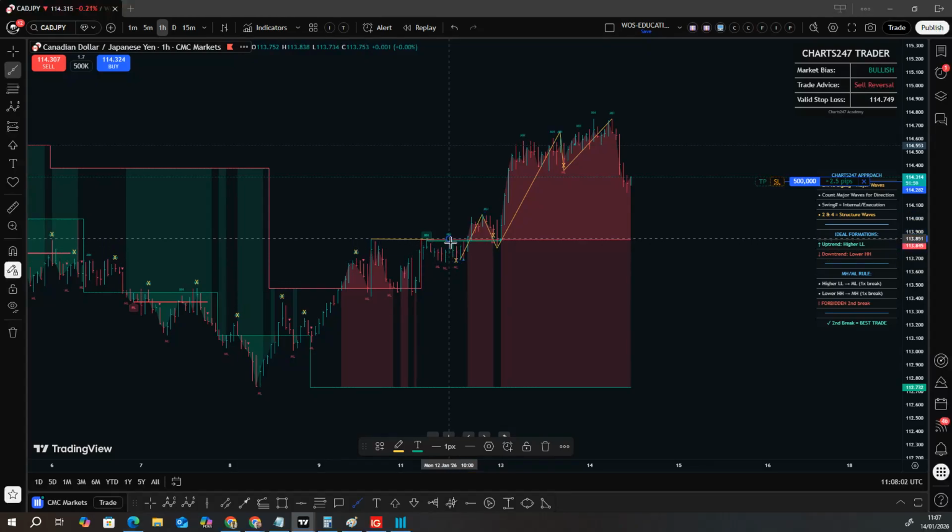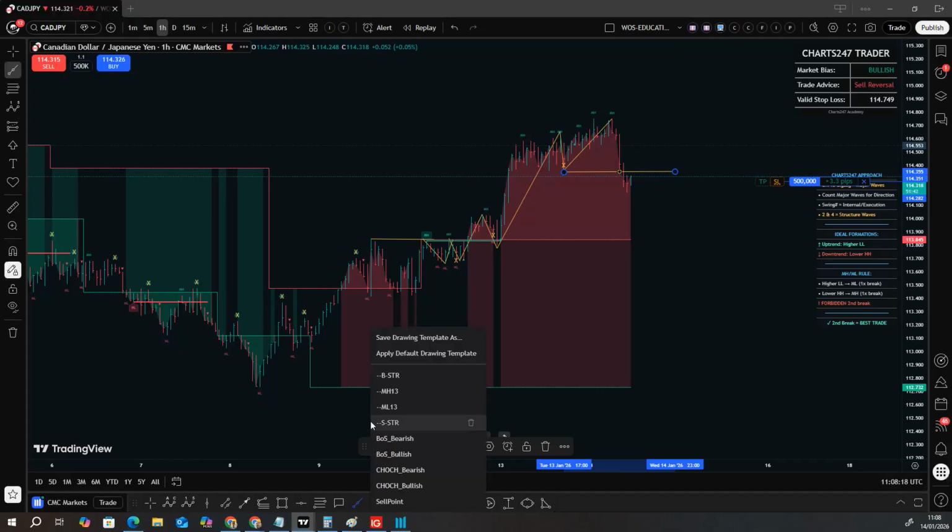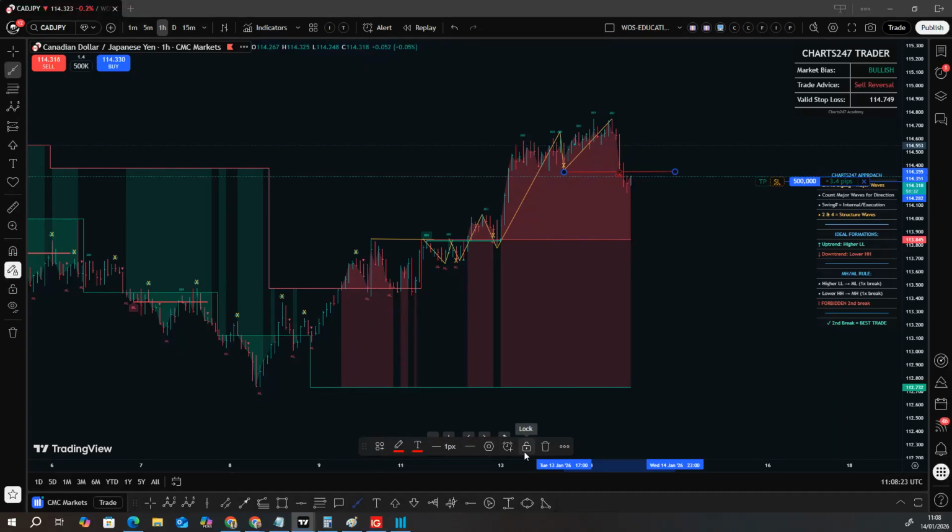As you can see, this one did not break. It was a lower high below the structure, so we cannot count that one. So we've got 1, 2, 3. That is good. This is a change of character. That gives us another higher low. Then if we are looking at another entry, this is your best entry here.